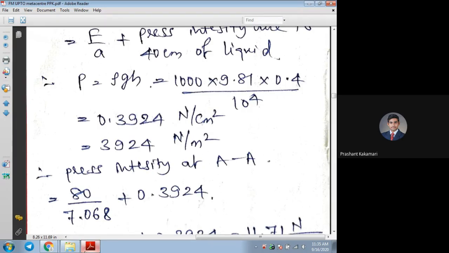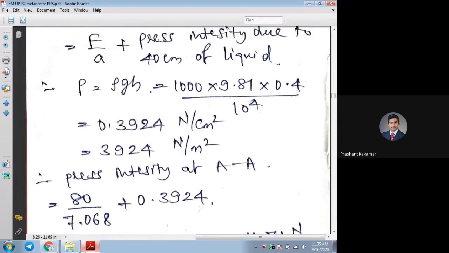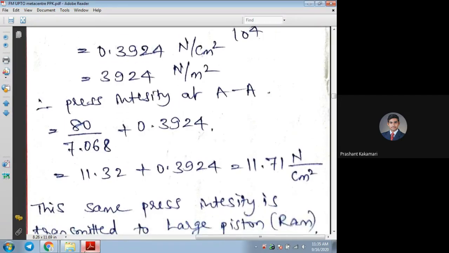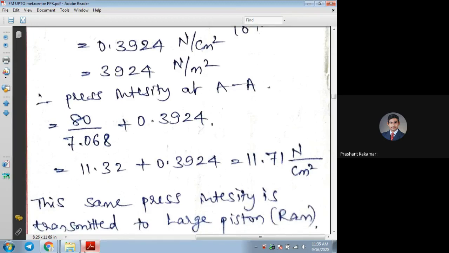So what is the total pressure acting? Force by area of the smaller piston on the right side, 18 by 7.068 in centimeters, plus 0.3924. You can take centimeters or meters, and find the value in newton per centimeter square or newton per meter square. Now we need to check this pressure on the left side. The same pressure, that is 11.71 newton per centimeter square, is to be transmitted to the large piston.